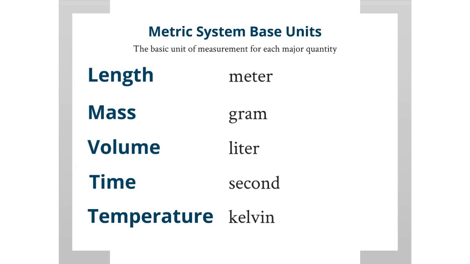In the metric system, you will not see feet or inches or yards. You will not see pounds or ounces, and you will not see gallons or pints. The metric system uses these specific units, the meter, the gram, the liter, the second, and the Kelvin, in order to measure each quantity.